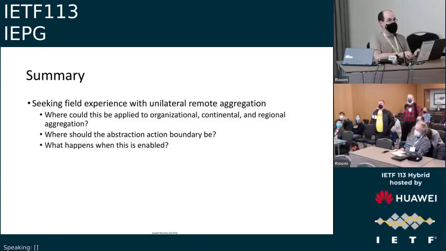Hi, Tony. It's Jared. I am curious what you're trying to optimize here. Are you trying to optimize the FIB or the RIB? I'm trying to optimize both. So call it RIB.